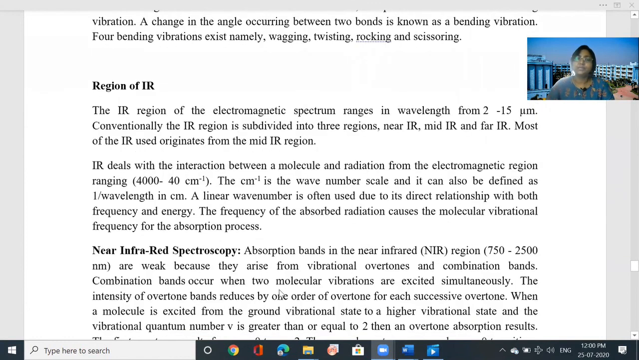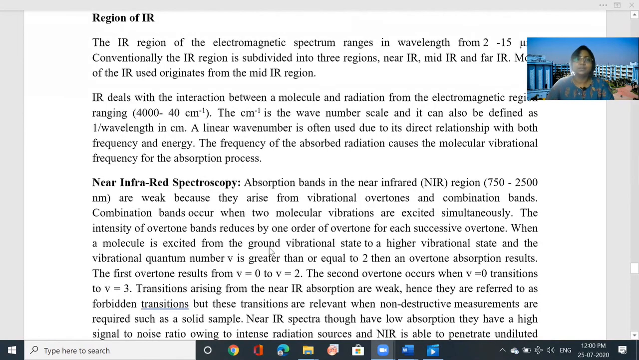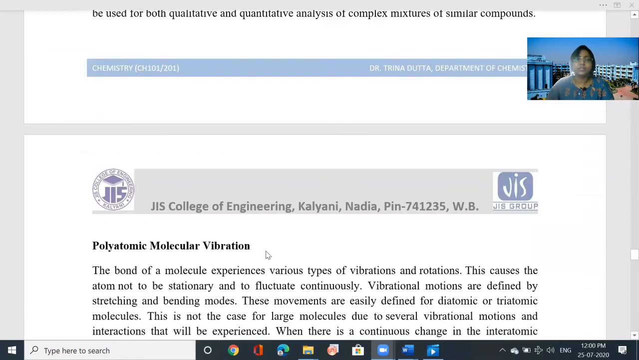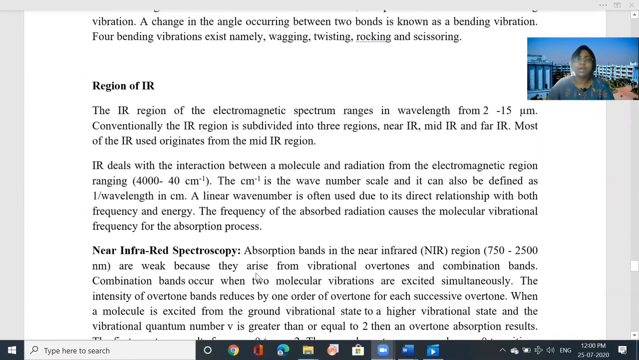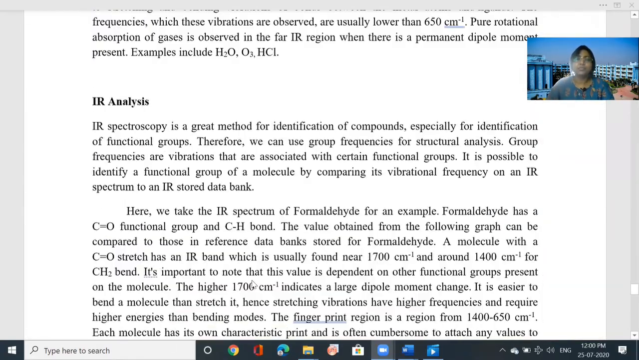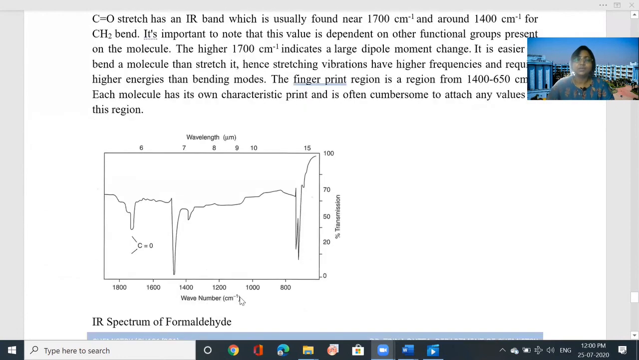The different functional groups which are IR active will show a graph, as you have seen for formaldehyde. If we know that this bond, this functional group, shows this type of peak, then we can match it and say that this group is present, like a ketone group or an aldehyde group.